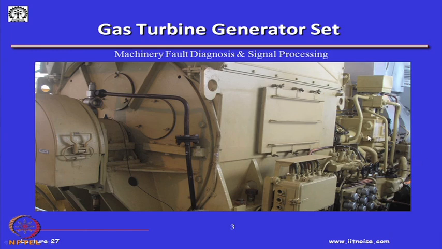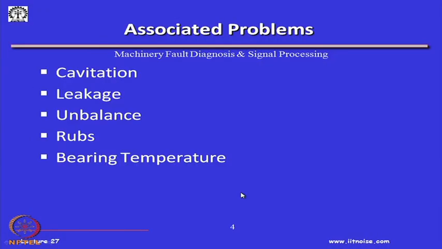This is a small gas turbine in a test establishment. This is a replica of the actual gas turbine. This is one of the actual gas turbines which is used in a marine propulsion unit. And we have put a charge type accelerometer here to measure the vibration, so that we can see whether the defect characteristics of the generator vibration can be picked up by such a transducer. Okay. And then I'll come to the associated problem.